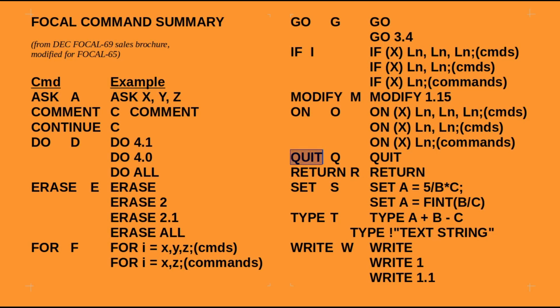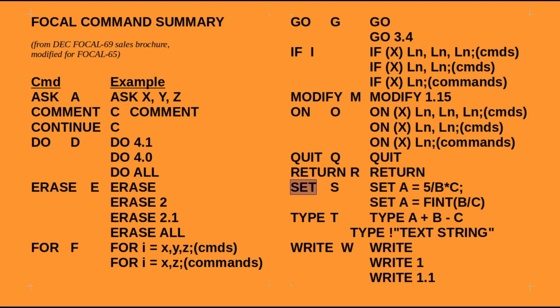Quit is quit. Quit the program. Stop doing what you're doing. Return from a subroutine, from a do loop. If you wanted to return early, if you didn't want to go through the entire group number, say you said a do 4, and you wanted to return in the middle of it, you'd use that. You can also use it to break out of a for loop a little early.